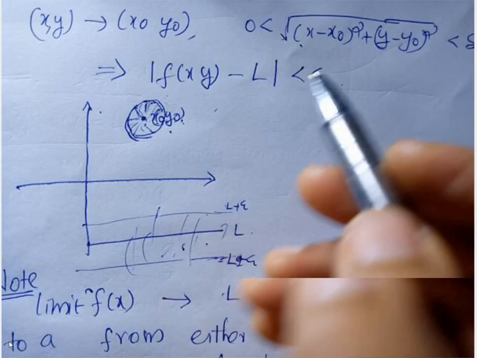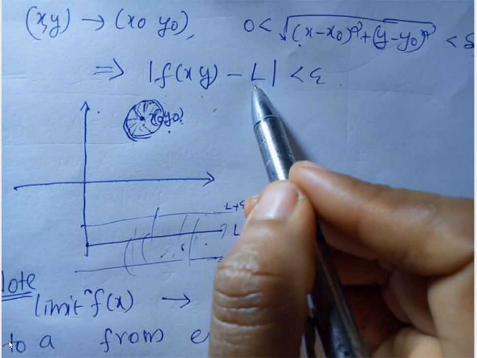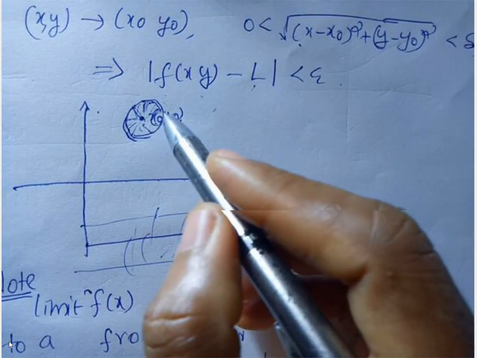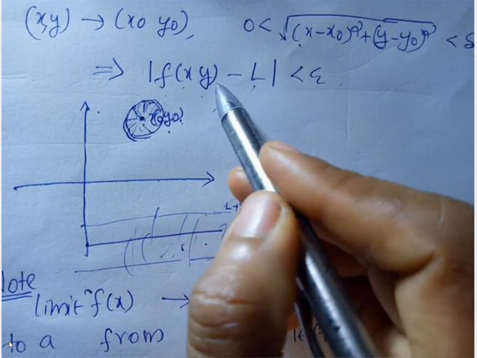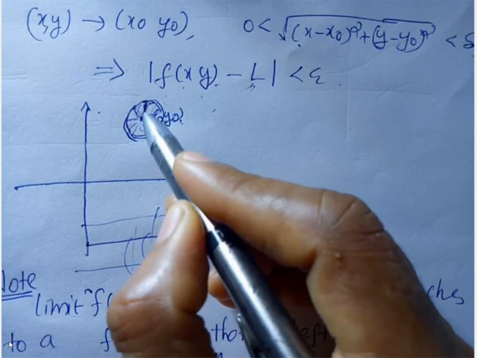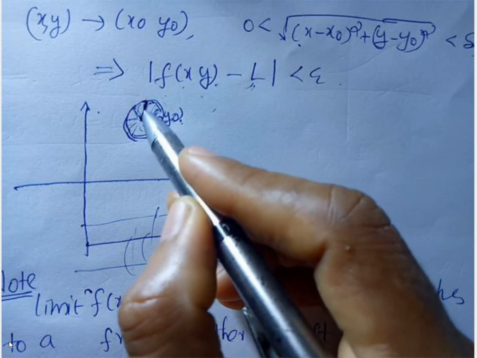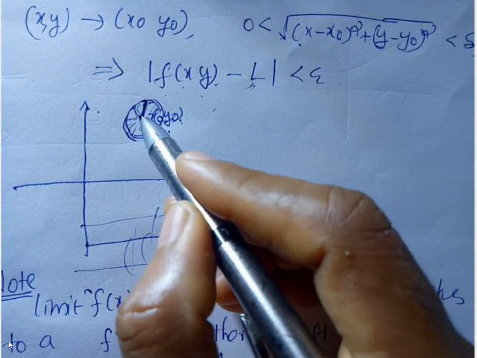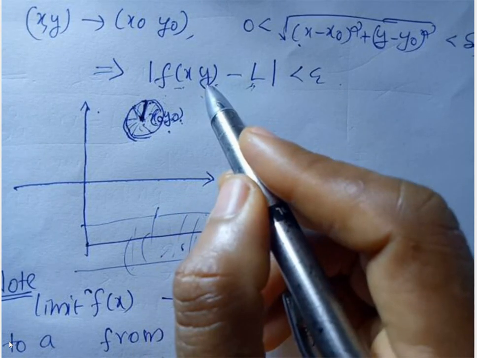If a function of two variables has a limit L, it means that through any direction that (x,y) approaches (x naught, y naught), f of (x,y) approaches L, right? So I am taking this direction, then I am approaching (x,y) through this direction to (x naught, y naught). Then what will be the value of f of (x,y)? f of (x,y) must be equal to L.